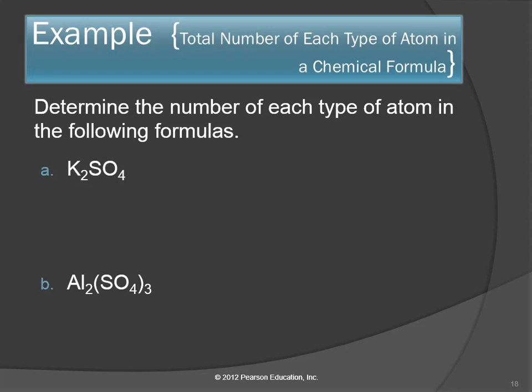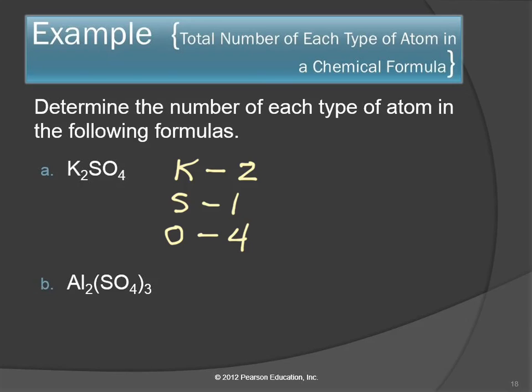Determine the number of each kind of atom in the following formulas. So here's K2SO4. They're asking us to list the different elements. We've got potassium, sulfur, and oxygen. How many potassium atoms? 2. How many sulfur? 1. And how many oxygen? 4.